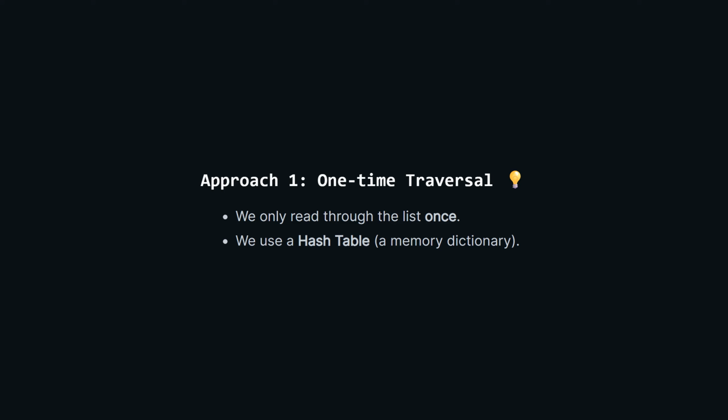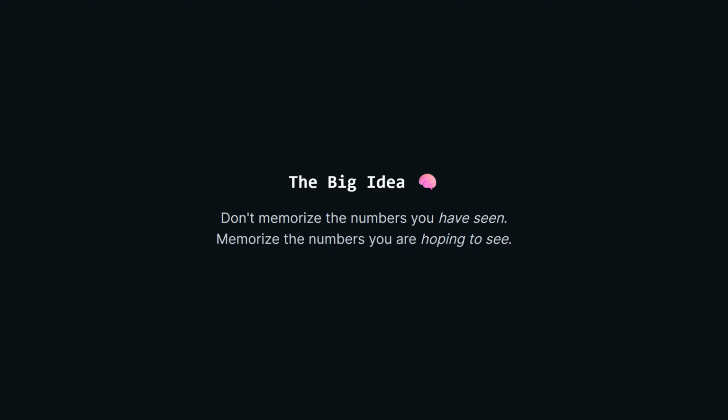Alright, let's look at the best way to solve this, which Leetcode calls a one-time traversal. This means we are only going to read through our list of numbers exactly once, and we'll use a hash table to remember important things along the way. The big trick for this problem is how we use our memory. Instead of just saving the numbers we just looked at, we are going to save the numbers we are hoping to run into later.